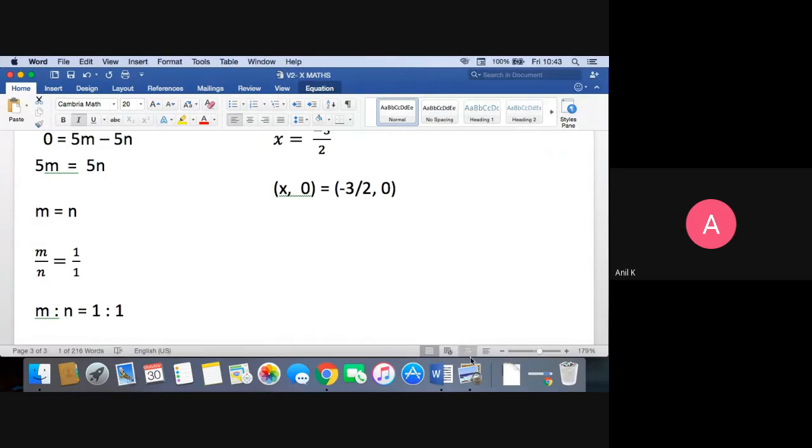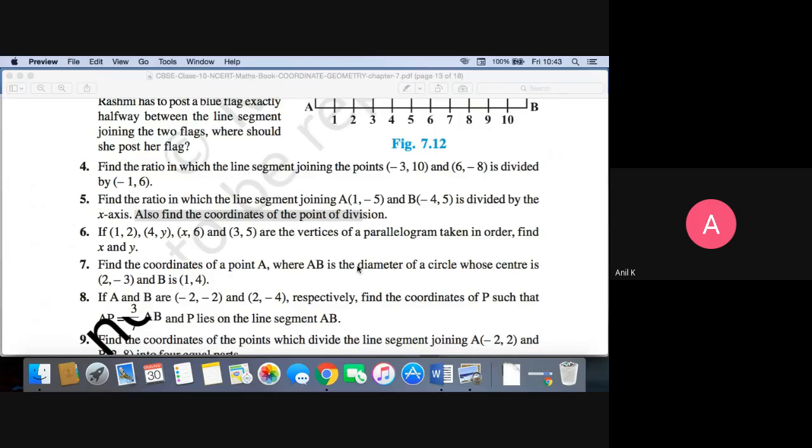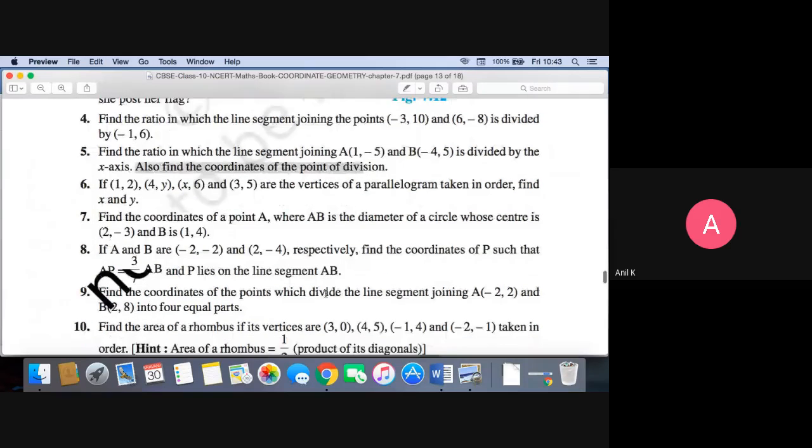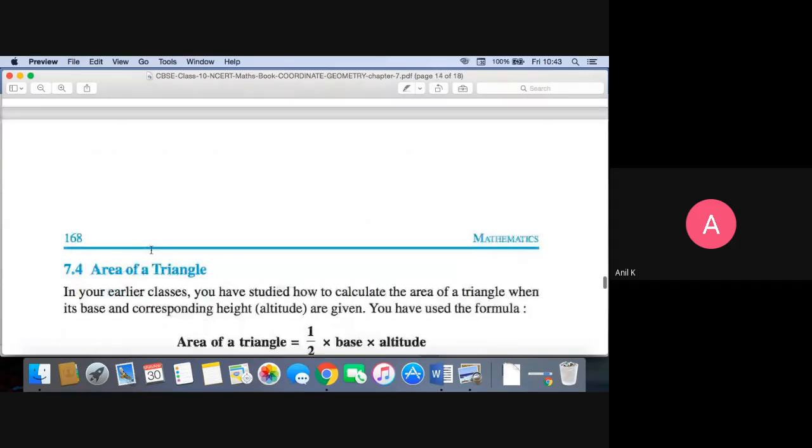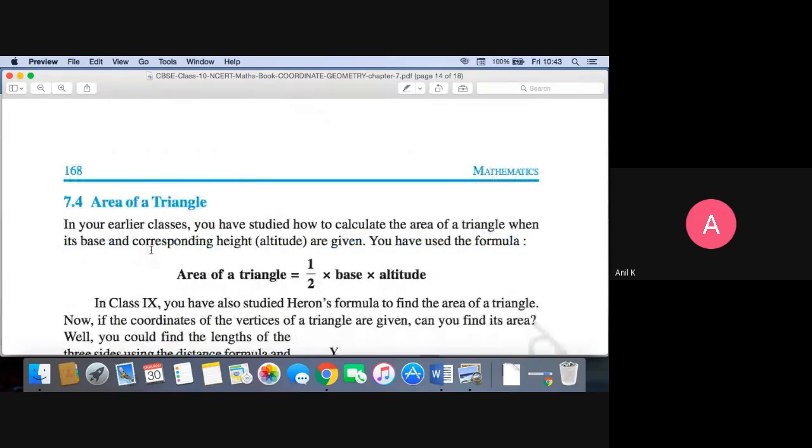Okay, so what else do we have? Till the fifth question we discussed. Other questions you can also try out. Find the coordinates of A and B, where AB is the diameter of the circle whose center is at. Okay, from the seventh question onwards we'll discuss in the next class. Just remind me. And the area of the triangle, I think they removed from the syllabus.